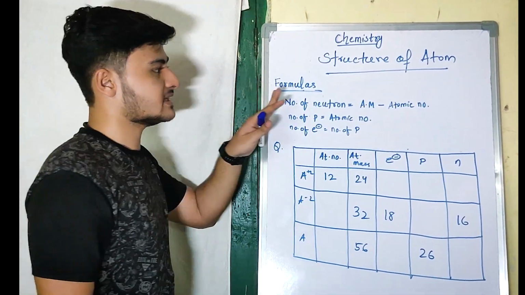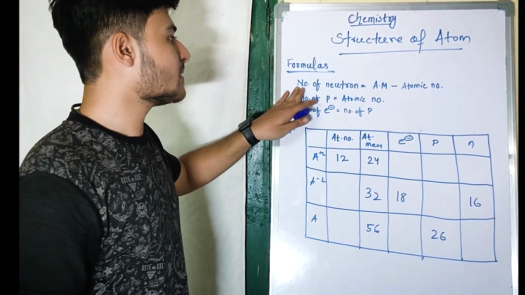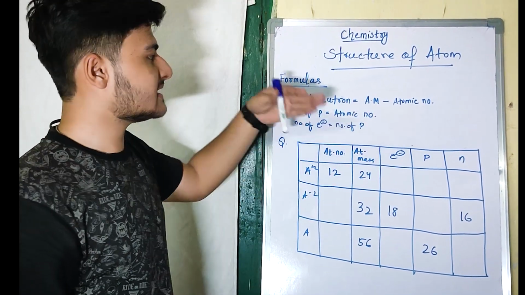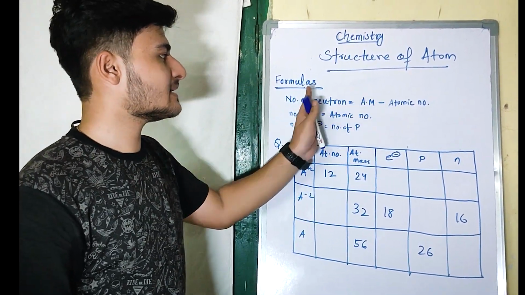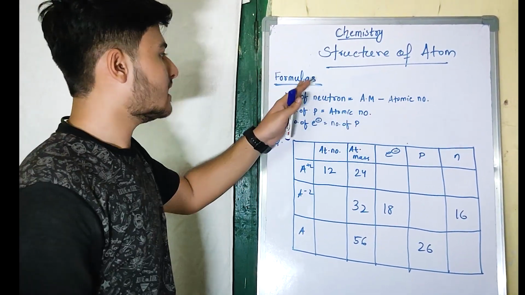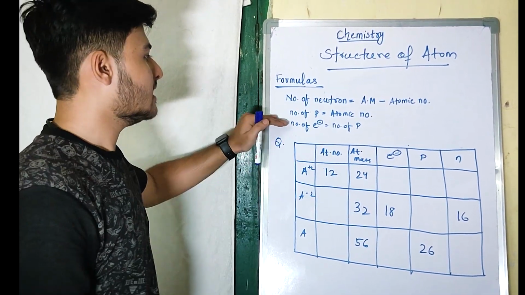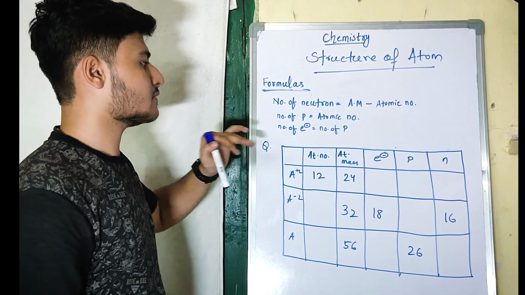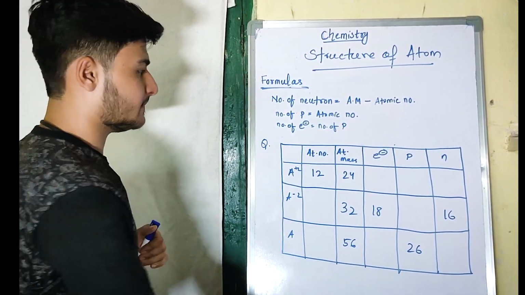Just keep this important formula in mind: the number of neutrons is equal to atomic mass minus atomic number. It is the same as the formula we have written, atomic mass is equal to atomic number plus number of neutrons. The number of protons is equal to the atomic number, and the number of electrons is equal to the number of protons.